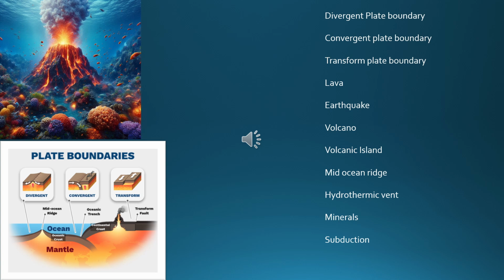A mid-ocean ridge is a mountain range formed deep in the ocean that extends for hundreds of miles on either side of the parting plates. The Atlantic mid-ocean ridge is the biggest one.